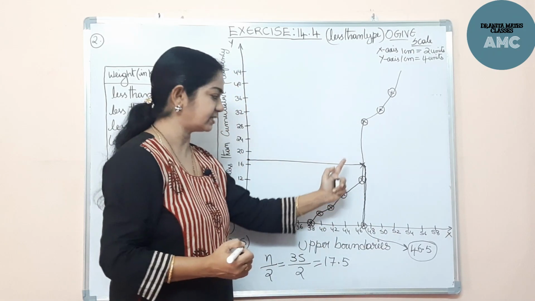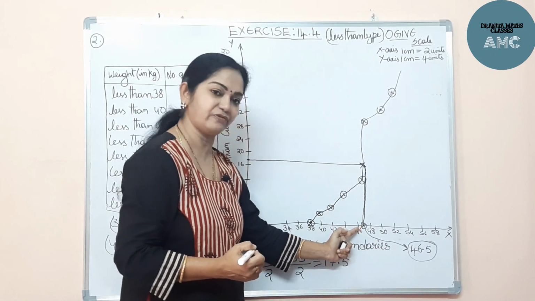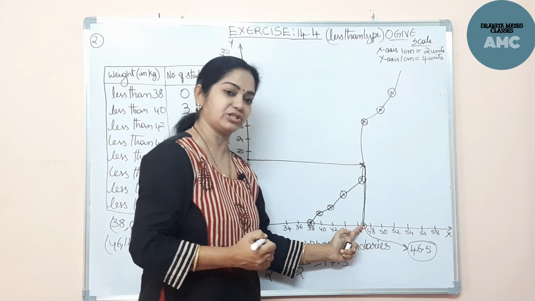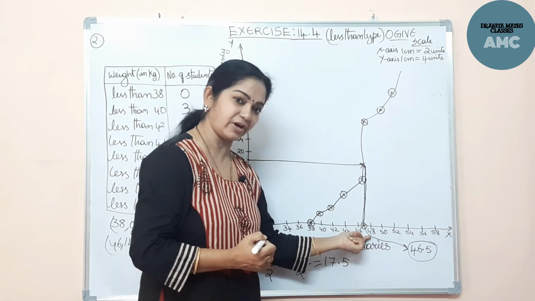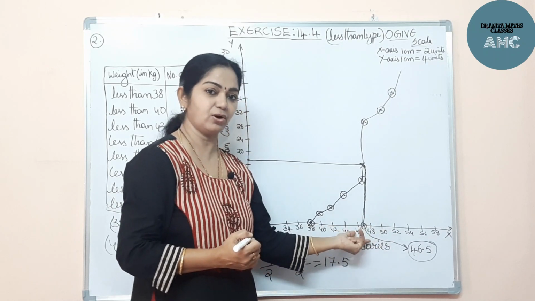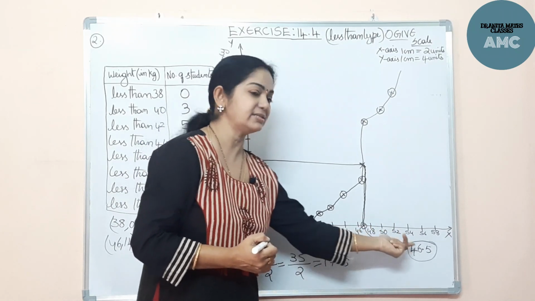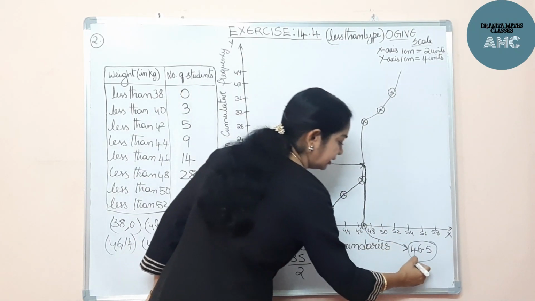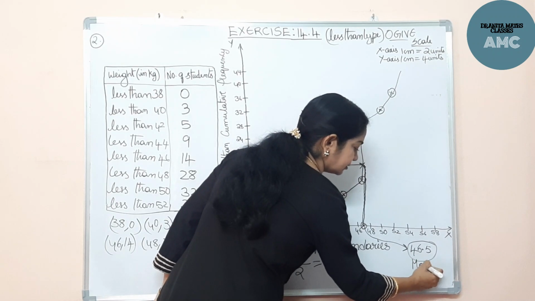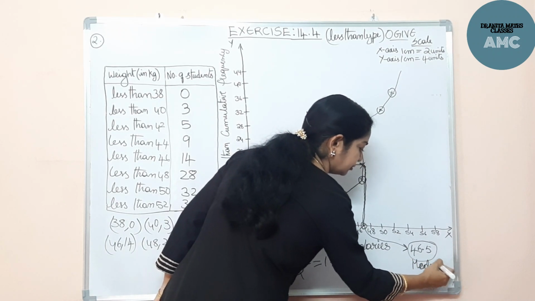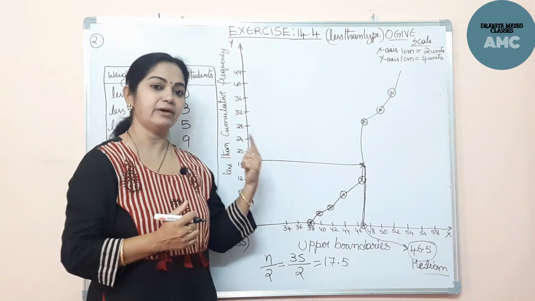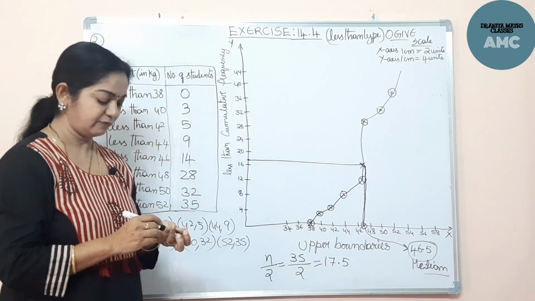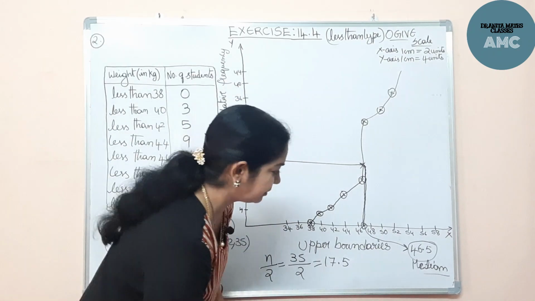If you draw on the graph exactly at 46.5, it will be touching the foot of the perpendicular. So this point is (46.5, 0). The x coordinate is the median. So we got the median as 46.5 through the graph. Now we will verify it through the formula which we have learned in the previous session.